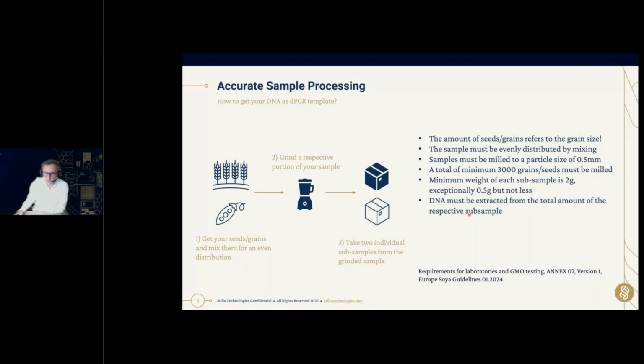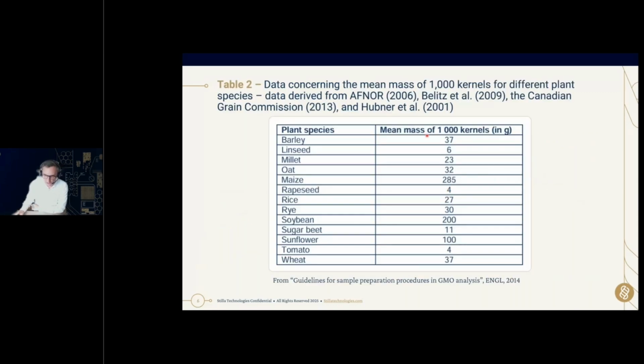So here we have a list of roughly what the 1,000 kernels weigh in grams. Even these values fluctuate from harvest to harvest because the samples are sometimes a bit older or sometimes a bit fresher. The amount of water inside of the seeds is also fluctuating up and down. And by that, we know that 37 kernels of barley might not in every case be 1,000 kernels. So it is also indicated that you measure that every now and then. But to get a rough number, we see, for example, that for maize, we have 285 grams to get 1,000. If we need to get 3,000 kernels, we go around roughly 900 grams of maize, which needs to be processed, which can be quite tough, to get 900 grams milled to 0.5 millimeters particle size.